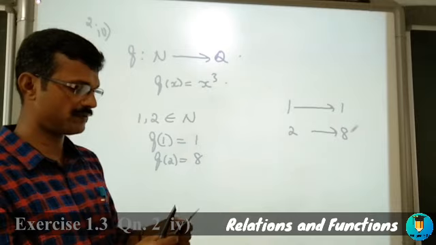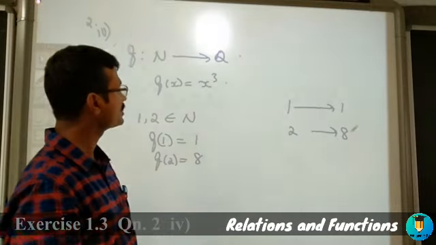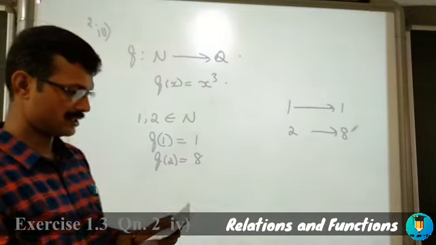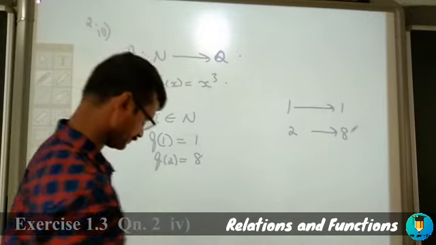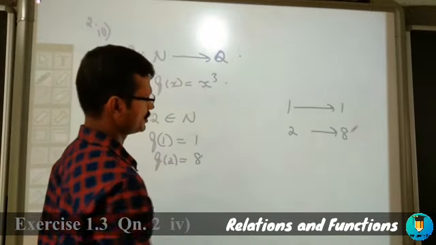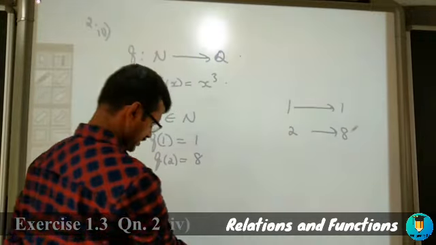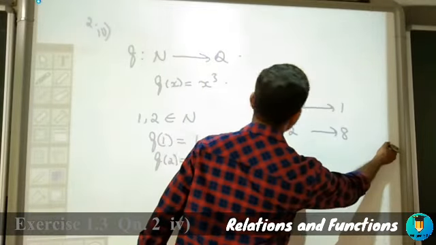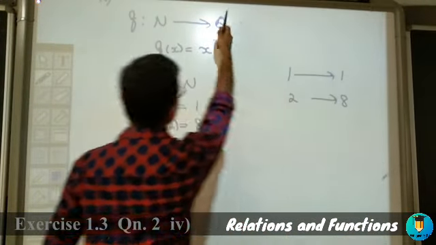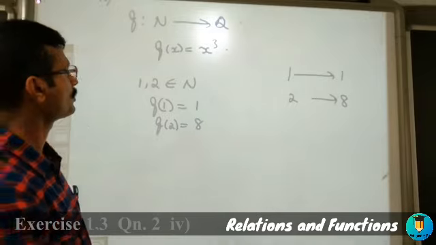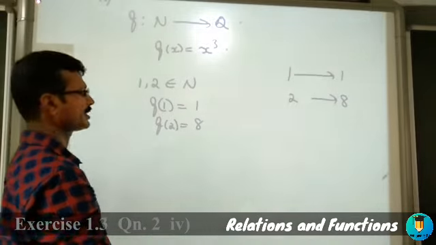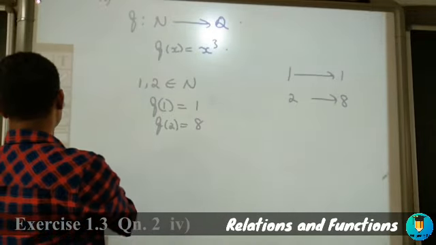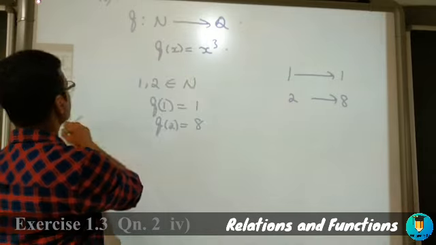It is an injective function. Now we have to see whether it is surjective or not. Just like the last question, I am taking an element from its codomain. From the codomain, I am taking a rational number.